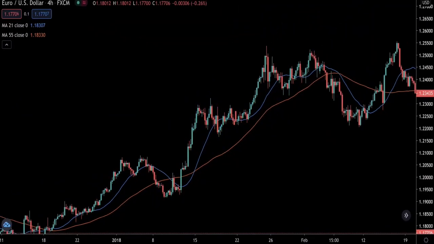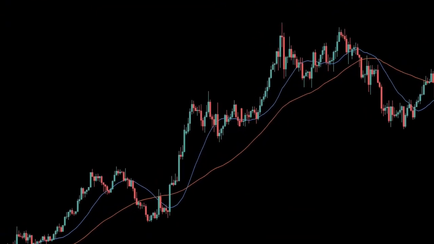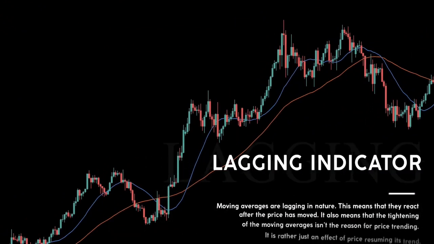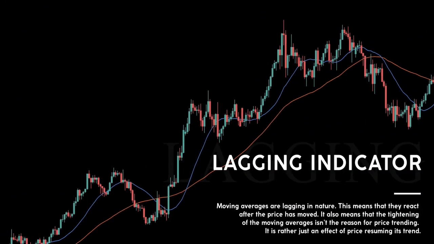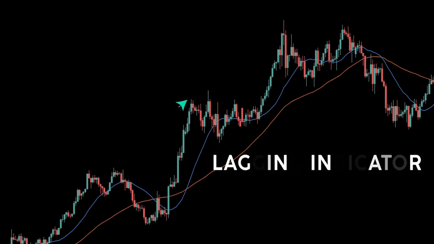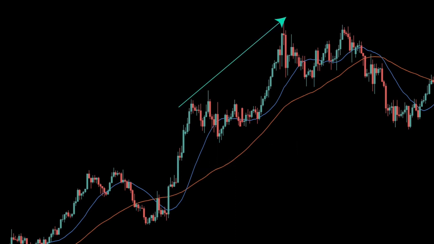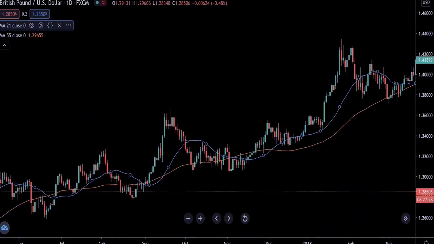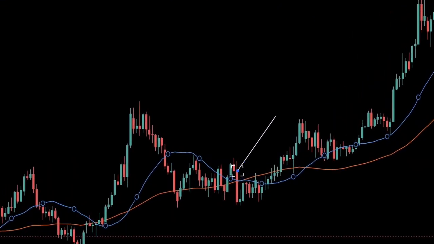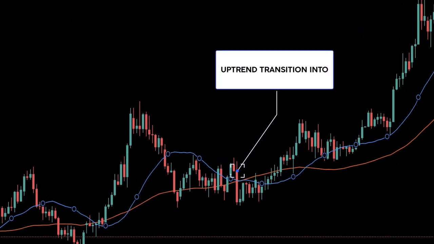Do keep in mind that like most technical indicators, moving averages are lagging in nature. This means that they react after the price has moved. It also means that the tightening of the moving averages isn't the reason for price trending. It is rather just an effect of price resuming its trend. Let's take a look at another example to illustrate how you can use the 21-55 moving average trading strategy. This time, we are looking at an uptrend that runs out of steam and transitions into a consolidation.